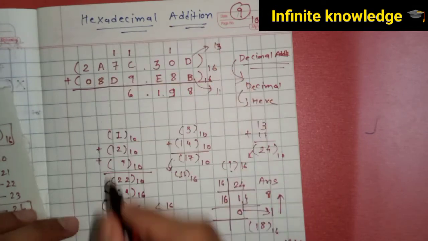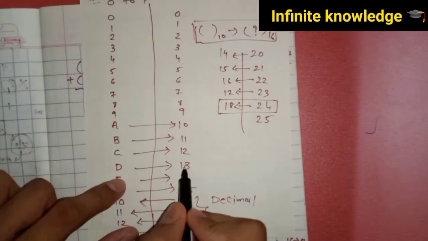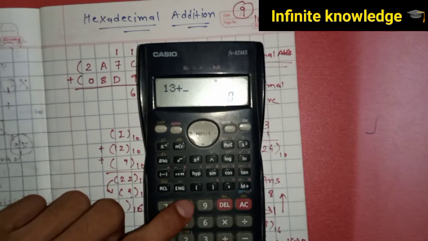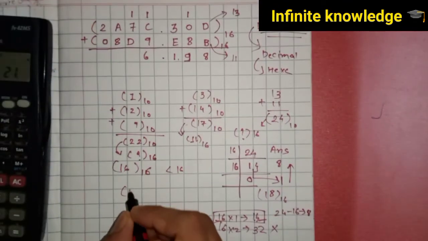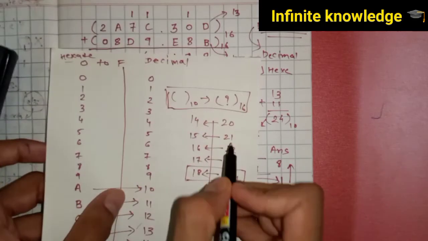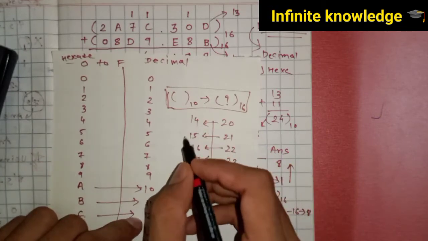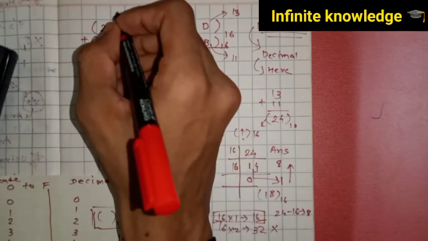Same decimal addition. 1 plus 7 is 8. 8 plus D. What is D? D means 13. So 13 plus 8 is 21. Now you have to convert. 21 is in decimal. Now you have to convert it into the hexadecimal number system. So this 21 is in decimal and in hexadecimal that is 15. So 5 is here and 1 is here.